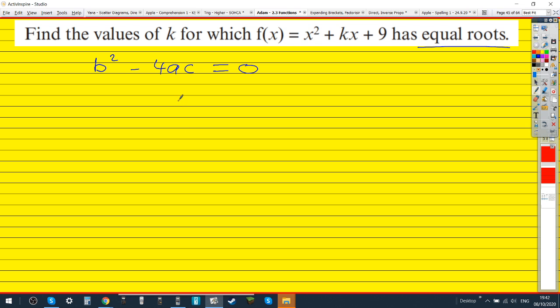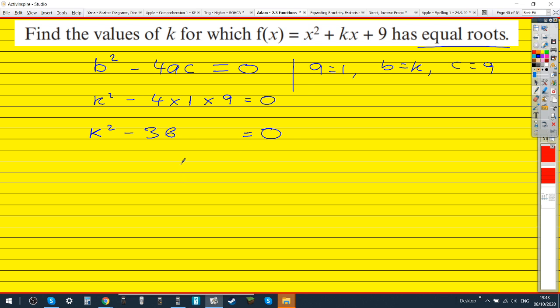So do we substitute the numbers in? Mm-hmm. So A would be 1. B would be K. It's already there. C would be 9. So it'd be K squared minus 4 times 1 times 9, which equals 0. And then do we work it out? So it'd be 4 times 9, just 36. So K squared minus 36 equals 0.